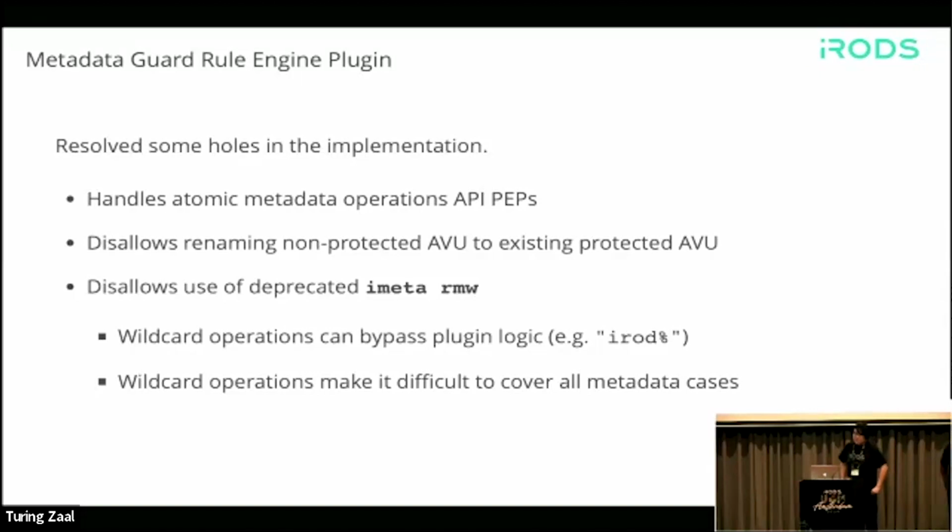So the first thing that we fixed is that there is another API endpoint that allows users to mess with metadata, and the metadata guard didn't touch it at all, probably because iMeta didn't use it, but the PRC did, so someone caught that and reported it, and we fixed it.